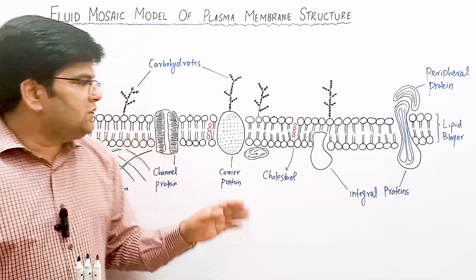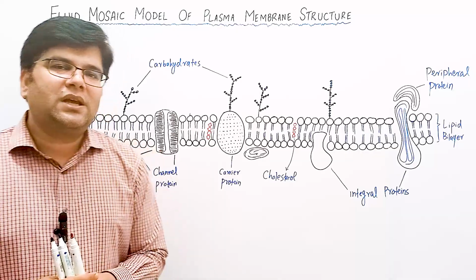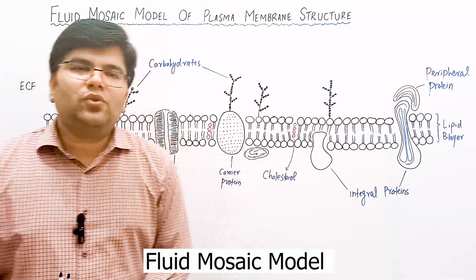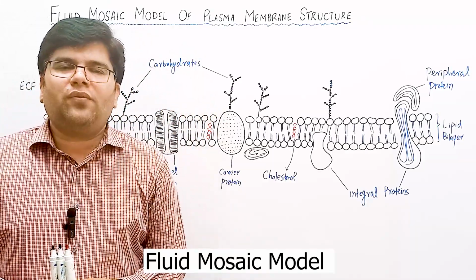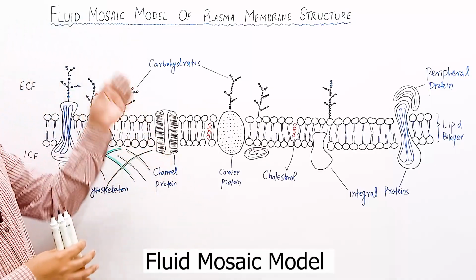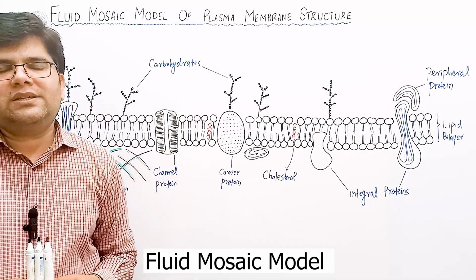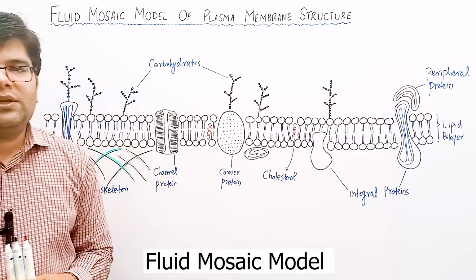The protein molecules which are present in the lipid bilayer are analogous to freely floating icebergs in a moving sea of lipids. And this brings us to the fluid mosaic model of the cell membrane, which is one of the best models presented so far to understand the structure of the cell membrane. In this model, fluidity is provided by the phospholipid molecules and mosaic is the ever-changing pattern of protein molecules.